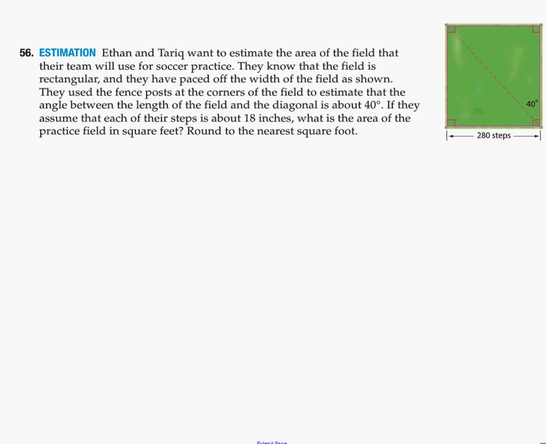If they assume that each of their steps is about 18 inches, what's the area of the practice field in square feet? And they need us to round it to the nearest foot. Please stop the video now, come up with your answer, and come on back.